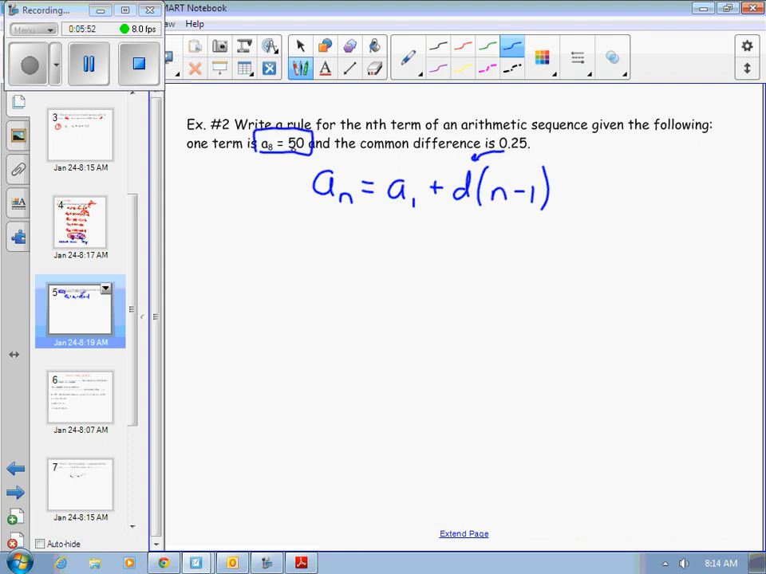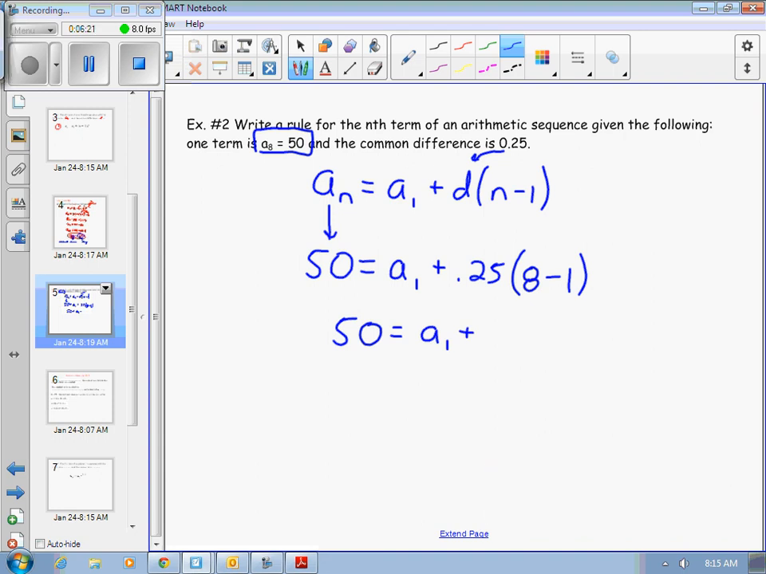That means the 8th term is 50. So we can put 50 in for the term number, or for the term itself, excuse me. A1 plus 0.25 times, and then since the 8th term is 50 and we replace the term with 50, we need to replace n with 8. So we end up having this equation.